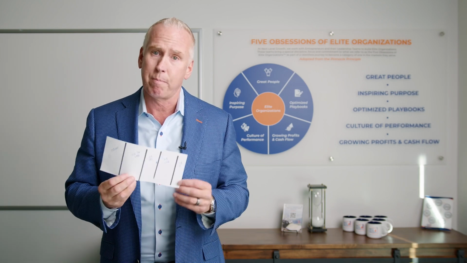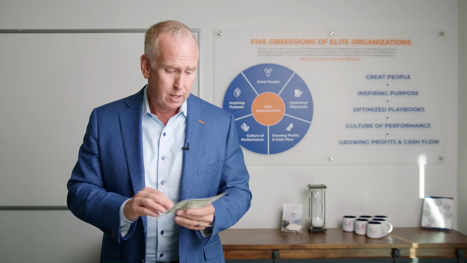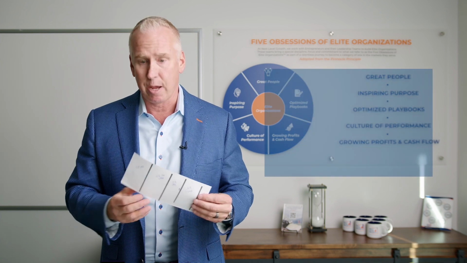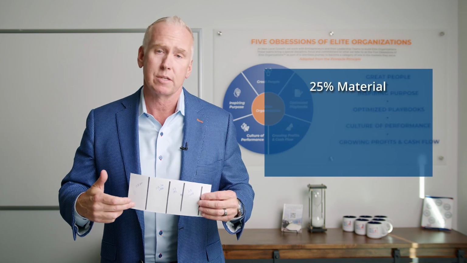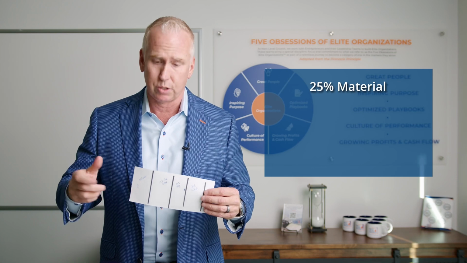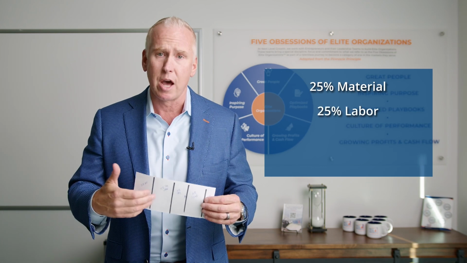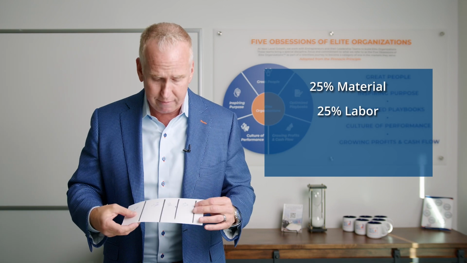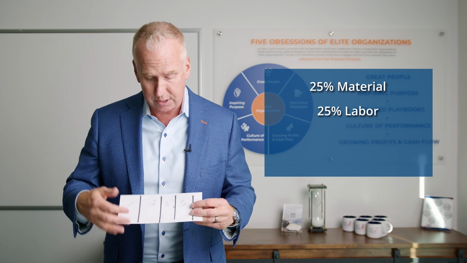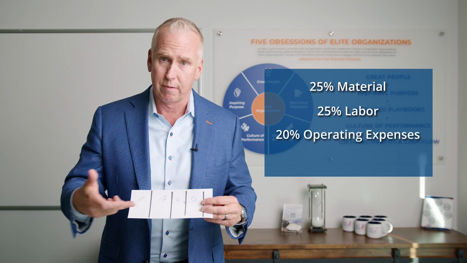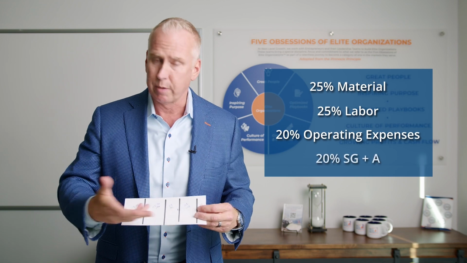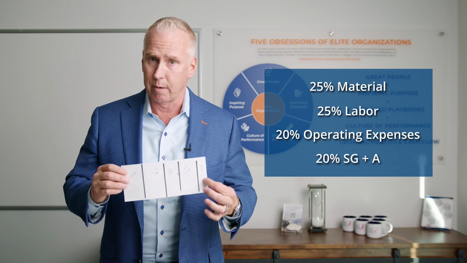So in this case, on the back of the dollar, I've scored it so that in this example, I've got 25% materials cost in our cost of goods sold, and another 25% direct labor. So in this model, we're operating off of a 50% gross profit. And for the purposes of this exercise, I've got 20% operating expenses, another 20% SG&A, leaving 10% profit.